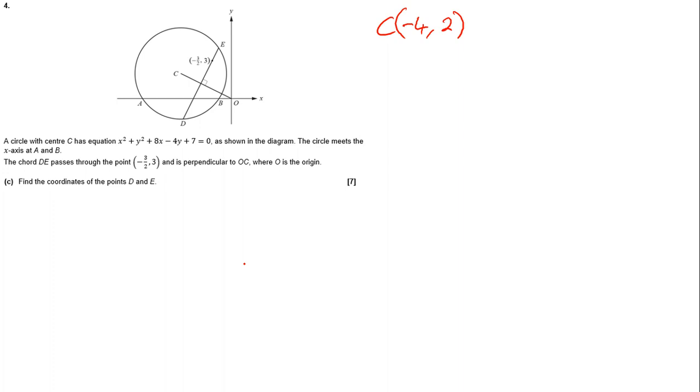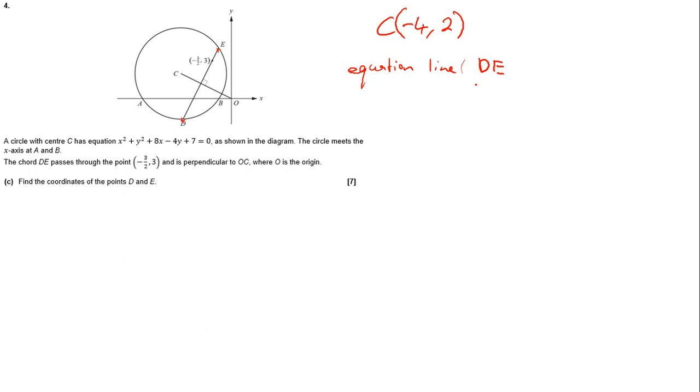Okay, let's look at the next part of the question. So we know our center. This is a 7 marker. The chord DE here passes through this point, so we have a point, and is perpendicular to OC. Now remember, if you ever need to find the coordinates of the points D and E, they are an intersection of the circle and the line DE. So there's 2 things we're going to have to do. First off, we need the equation of the line DE. Because once we've got that, we can substitute that in to find an intersection of that and this circle.